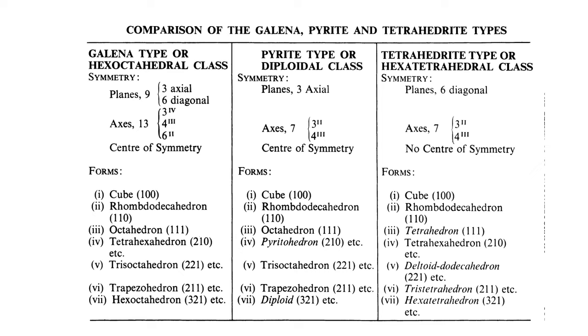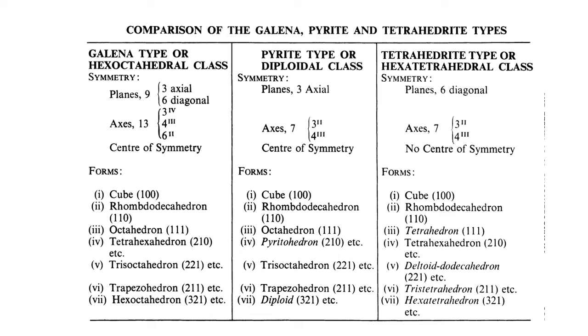In the Galena type we have different forms like the cube, that is 100, rhombohedron, rhombododecahedron, octahedron, tetrahexahedron, trisoctahedron, trapezohedron, and hexatetrahedron, etc. In the pyrite type we have plane of symmetry, axis of symmetry, and center of symmetry.